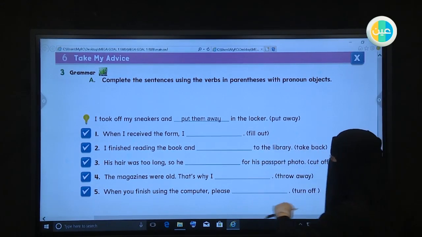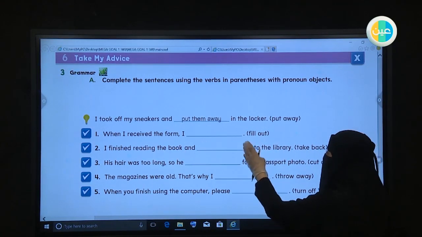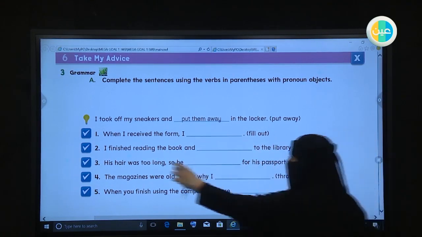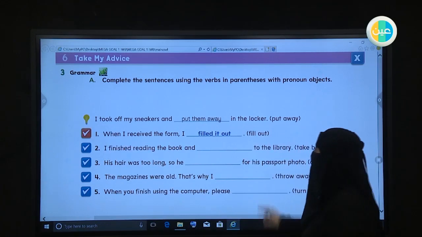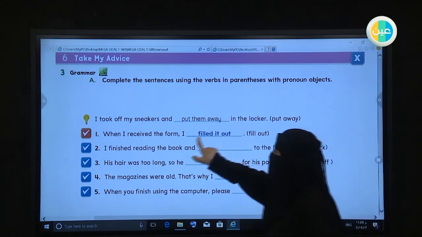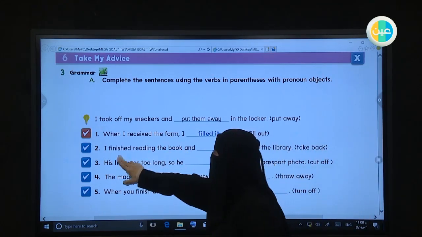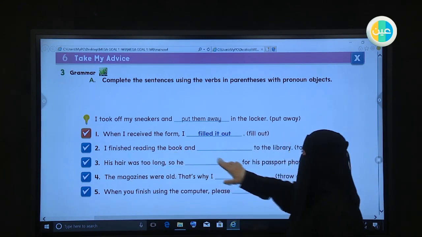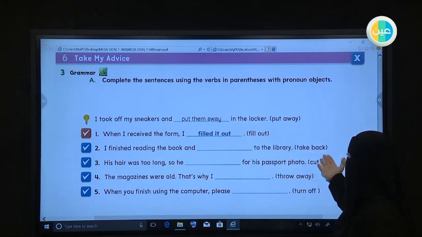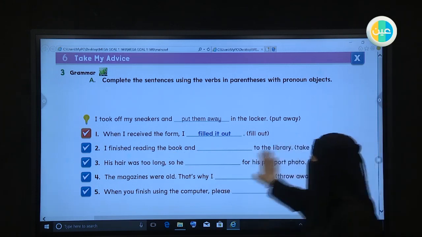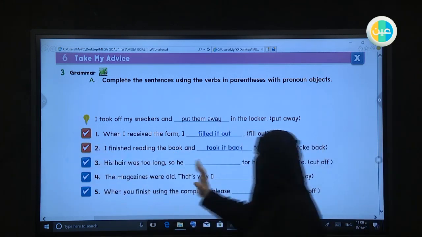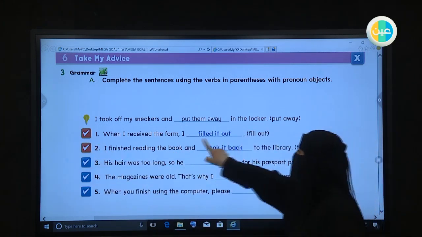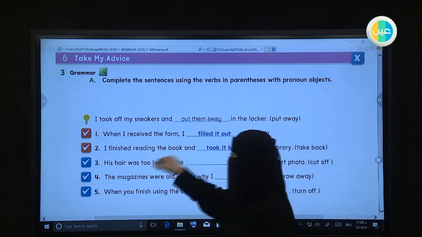Let me check number 2. When I received the form, I then gave it a space, fill out. So the suitable answer for it is filled it out. So it means the form. Number 3, I finished reading the book and space to the library. Take back. What should I take back to the library? The book. Let me check the answer together. Took it back. So it belongs to book, or pronoun for book.